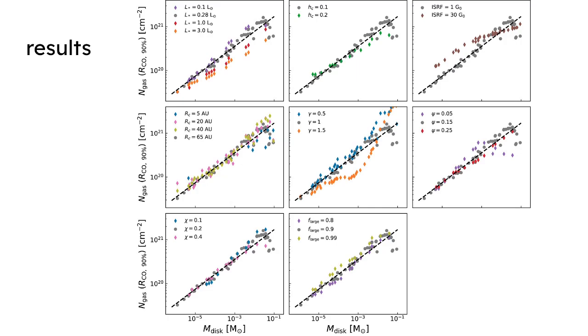Then they also compare the N gas at R90 versus M disk with different variations of parameters. Here they vary one parameter and plot the results with what this one parameter varied. And what they argue is that the only parameters that matter are luminosity, gamma, and the interstellar radiation field. Others, they say, are irrelevant.